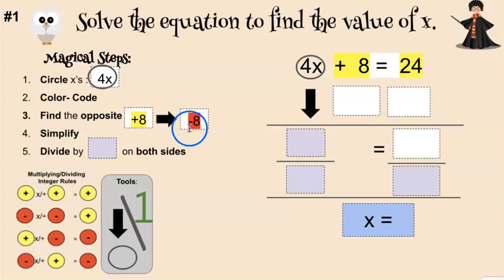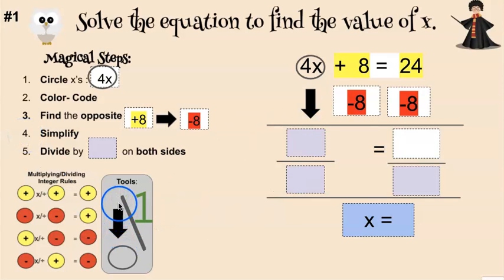So we're taking the opposite and we're going to place it on both sides of the equation, because whatever you do to one side of the equation, you must do to the other side of the equation as well. So we're going to color code this in red. There we go. So we are going to number 4 to simplify.